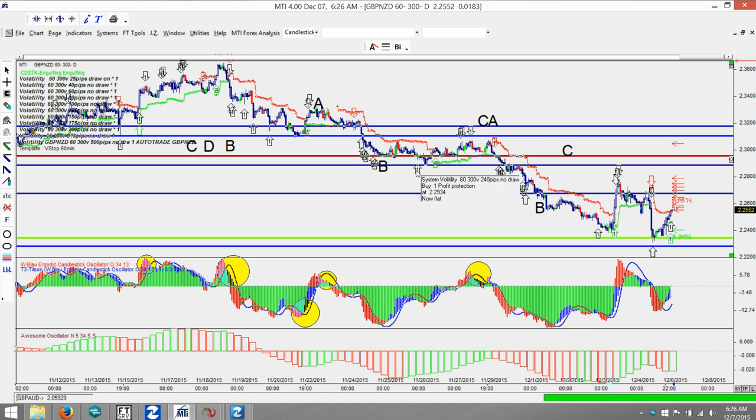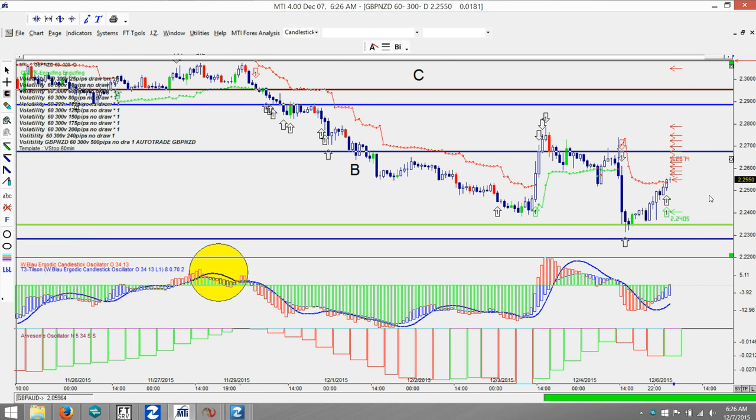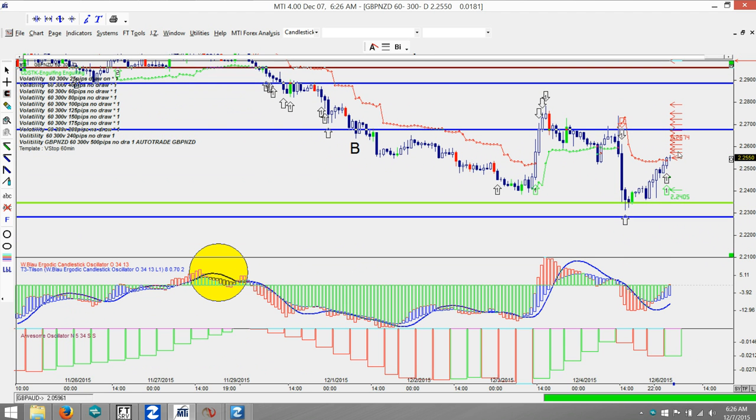Here's another 240 pip target. Here we go again. And there's another 240 pip target. Just on the downswing alone, it has taken those pips. That's the NZD. And now we have a reversal here. But I have a video that I'm going to show you.